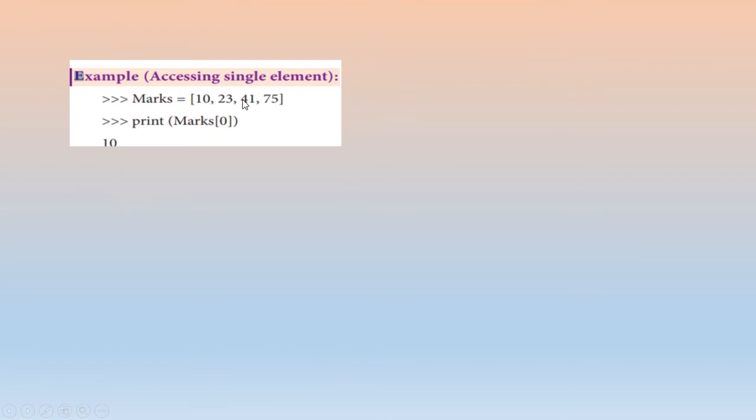For example, I want to access a single element. So how can I do that? Marks is equal to 10, 23, 41, 75. So this is the list. Marks is a list which contains 4 elements. Print marks of 0 I have given. That means the first element will be printed. So you have the output.